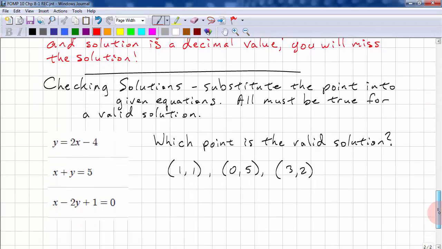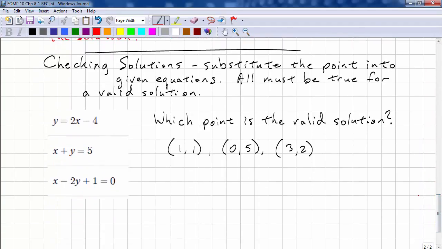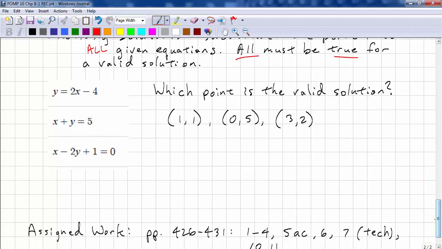Okay, last thing you need to know for this section is checking solutions. We have to substitute the point into all given equations. And all of them must be true for a valid solution. However, if we find one false, we can stop there because it's not a solution as soon as we find one false. So I'm going to take this one and plug it into each of the three.